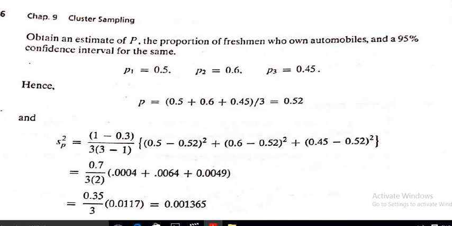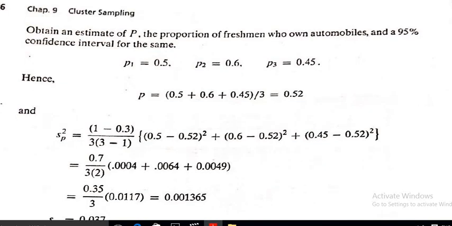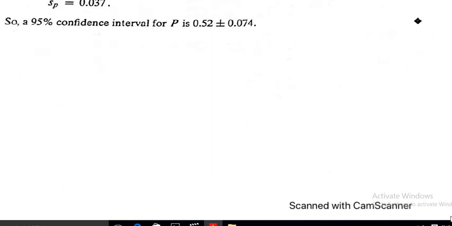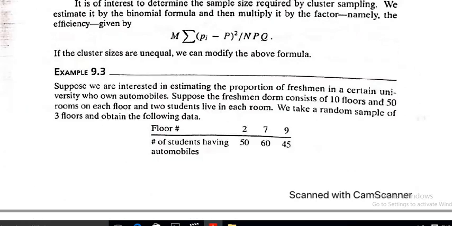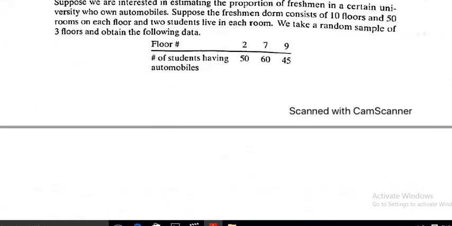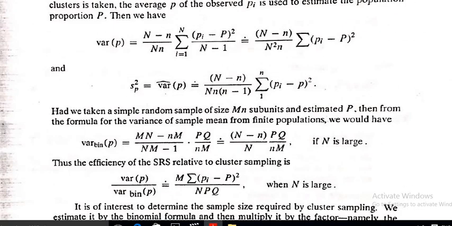Here we calculate S square P, the pooled variance of these proportions. It has become 0.001365. Taking the square root of this value, SP is equal to 0.037. So the 95% confidence interval for P is equal to 0.52 plus minus 0.074. Okay, this is the end of this example. SP square is given here, which we have used here.